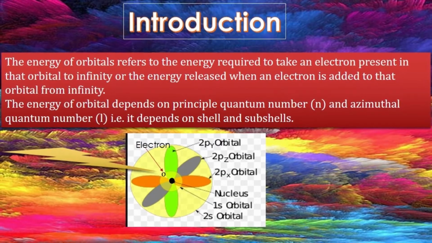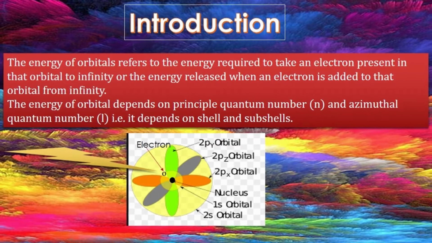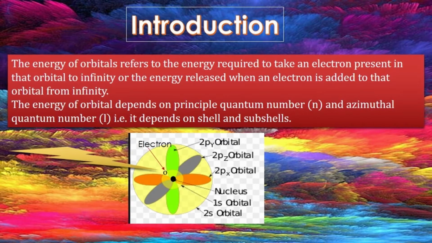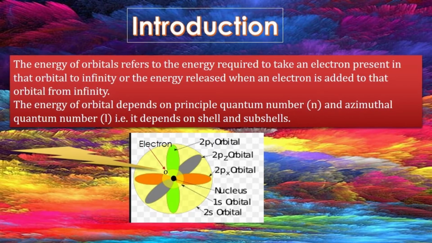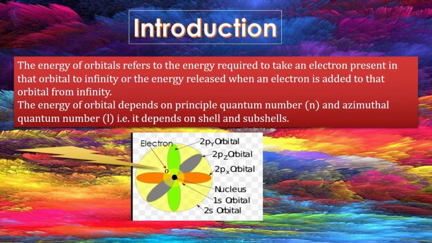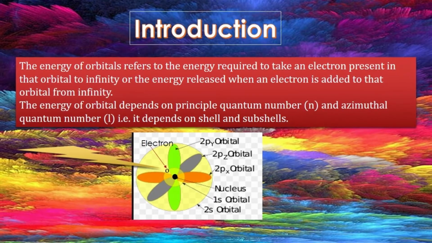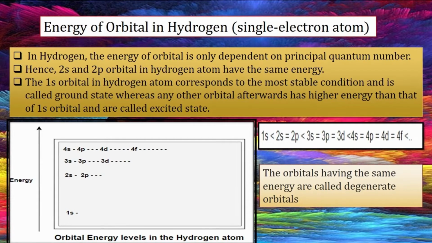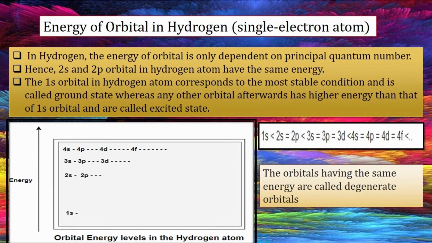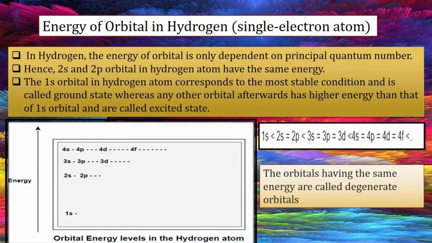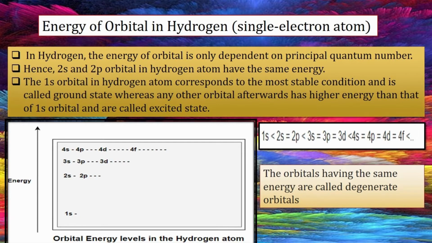The energy which is essential to take an electron present in that orbital to infinity, or the energy that is released when an electron from infinity is added to that orbital, is referred to as the energy of orbitals. The relative energies of various orbitals can be shown by an arrangement known as an energy level diagram. The energy level diagram for a hydrogen atom is shown below.